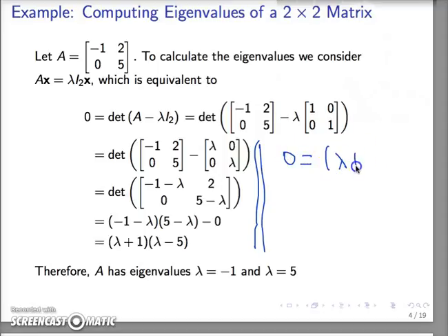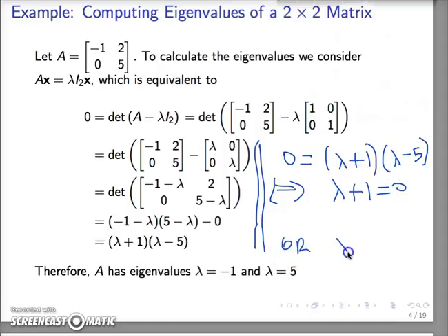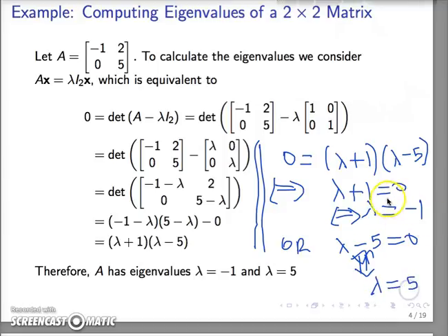So from this expression, we have 0 equals lambda times quantity lambda minus 5, right? And from this expression, this is true if and only if lambda plus 1 equals 0, or lambda minus 5 equals 0. So lambda plus 1 equals 0 is true if and only if lambda equals -1. And lambda minus 5 equals 0 if and only if lambda equals 5. So we find two potential values that solve these equations, and these values are precisely -1 and 5.